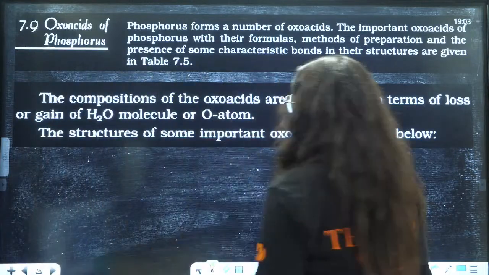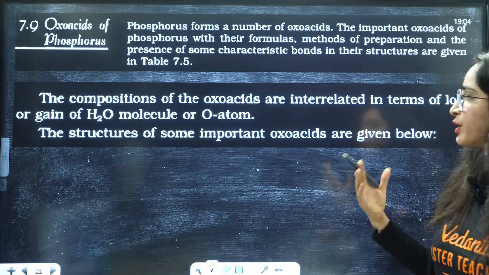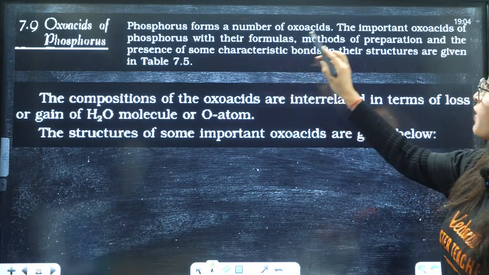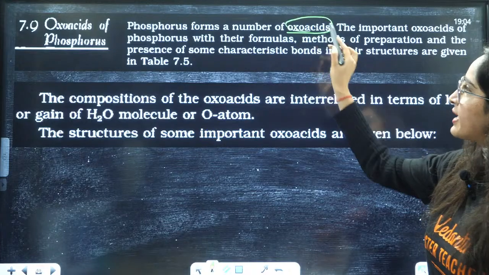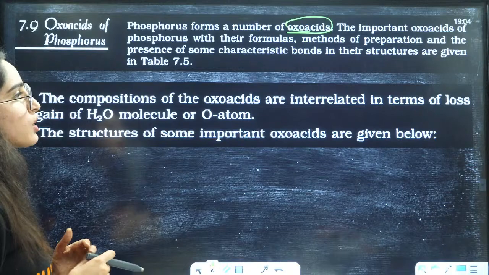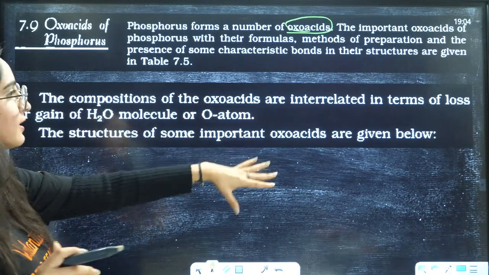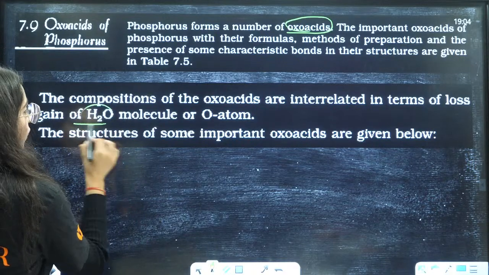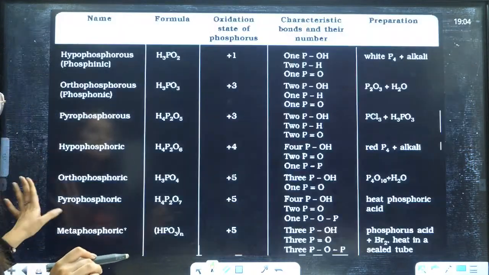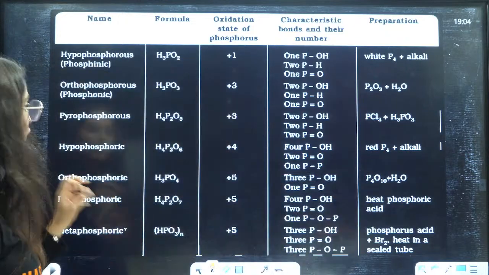Now we have oxides of phosphorus, right? So basically you are going to form the oxides. Phosphorus forms a number of oxoacids, and here oxoacids play a very, very important role. So let us see the oxoacids. The composition of oxoacids are interrelated in terms of loss and gain of water molecule and O atom. These are your oxoacids.